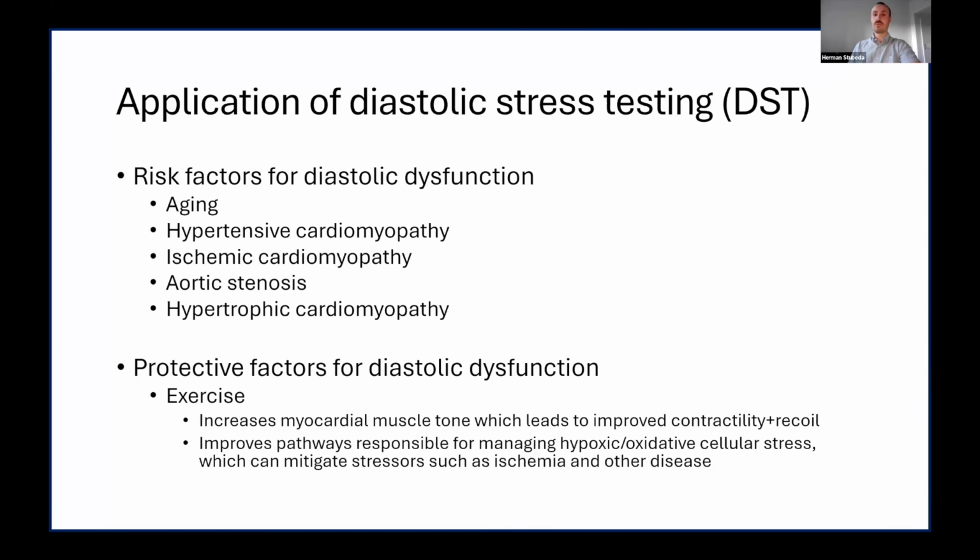And there's really only one protective factor for diastolic dysfunction, and that's exercise, because it builds up those sarcomeres, it builds up more of those tightened spring elements, and so the myocardium becomes bigger, more powerful, and it can compress and decompress better. Exercise also improves the pathways that manage hypoxia and oxidative stress, so a more athletic heart can better tolerate these insults, which leads to less fibrosis and diastolic dysfunction over time.